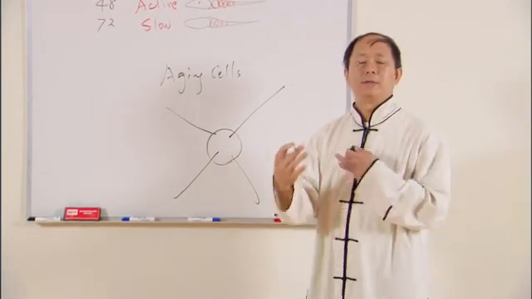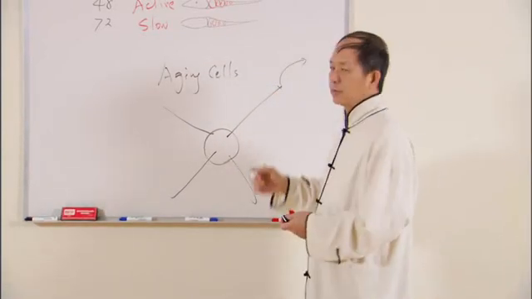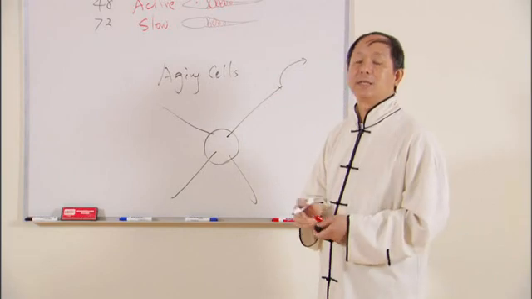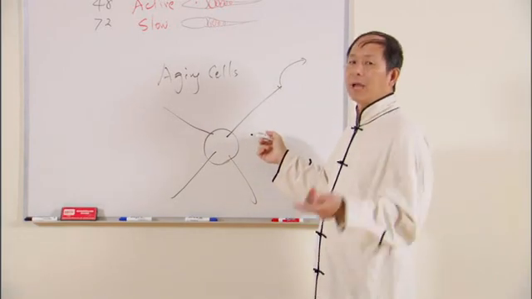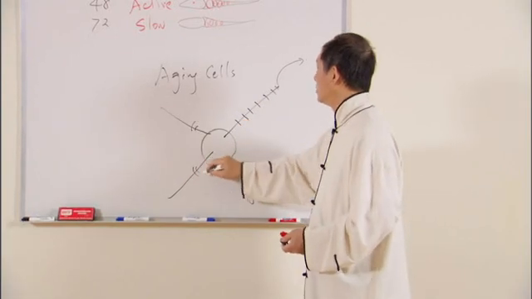Every time the cell multiplies, that means you need a piece of this one to construct a new cell. Scientists discovered that as time passes, this leg gets shorter and shorter and shorter. Eventually, when you reach a certain stage, you die.